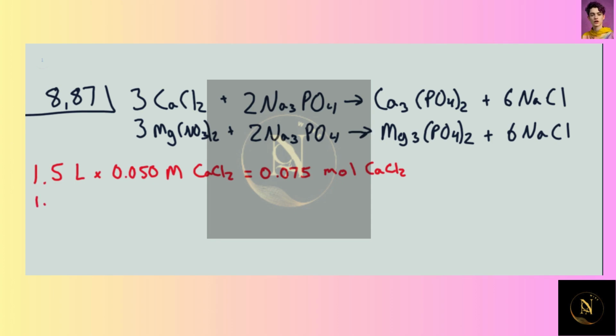We can do the same thing for magnesium nitrate, 1.5 liters times the concentration, which is 0.085. And we get Mg2. And so this gives us 0.1275 moles of magnesium nitrate.